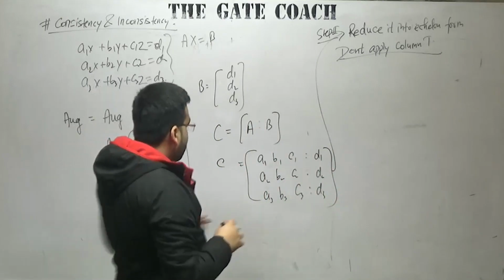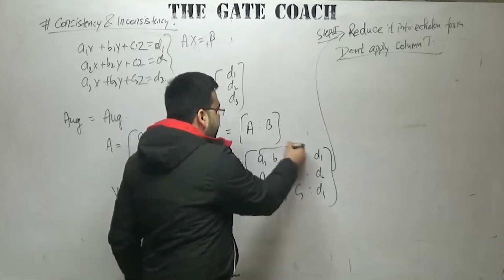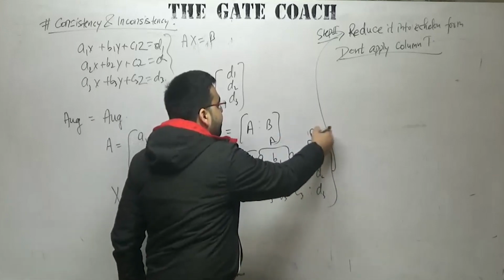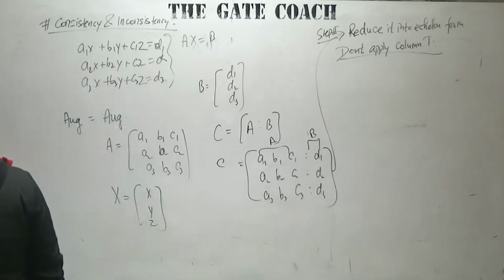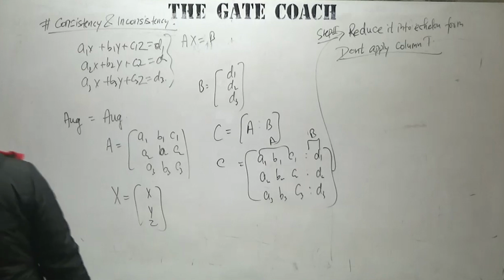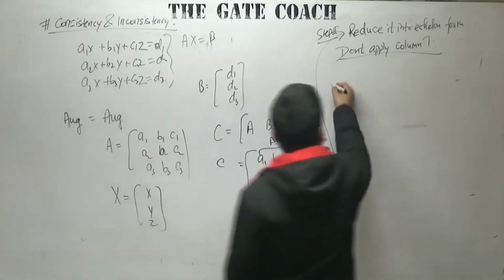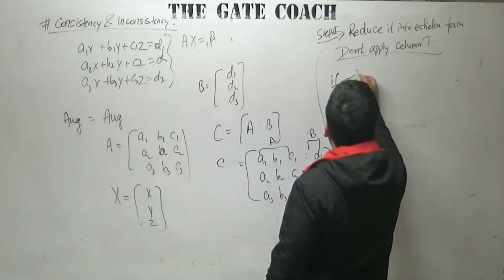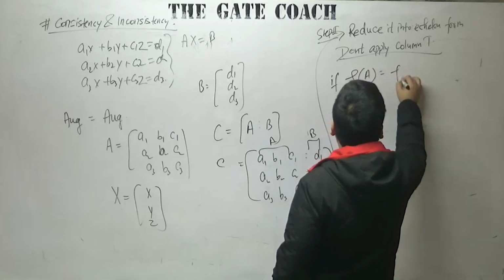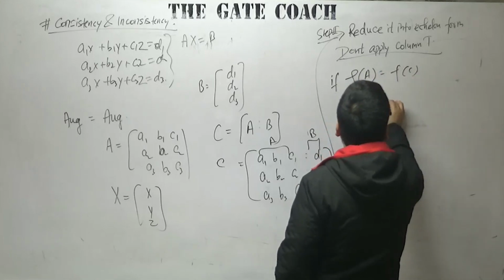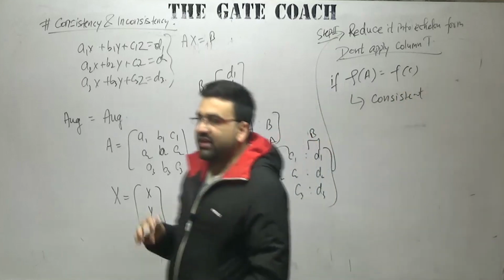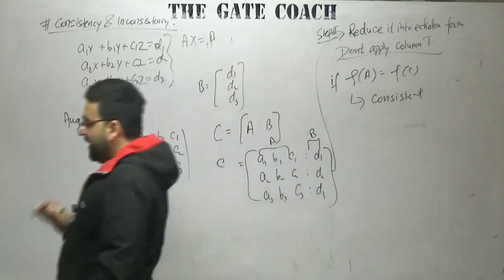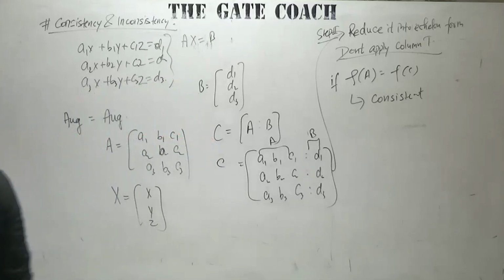And then you will have this matrix. This is my matrix A. This is my matrix B. And this whole is my matrix C. Now check: if the rank of the matrix A is equal to the rank of the matrix C, it is consistent. It means that it has some solution. Whether it will have a unique solution or an infinite number of solutions, that we have to check.